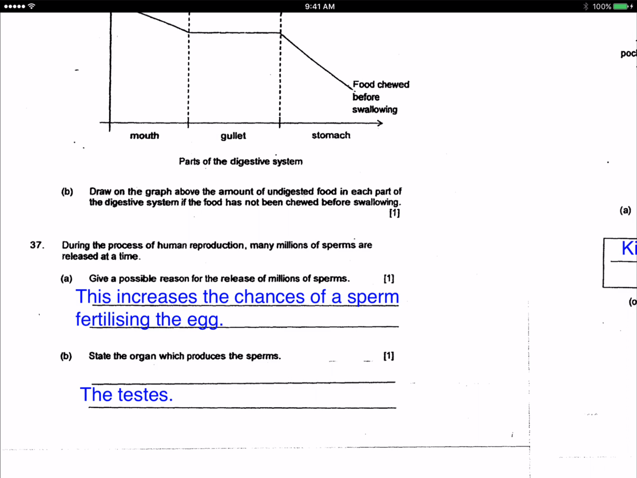Next. So what's a possible reason for the release of millions of sperm? Increases the chances of a sperm fertilizing the egg. Okay, you want to increase the chances. So what's the organ? It is the testes. Okay? Right? Next.